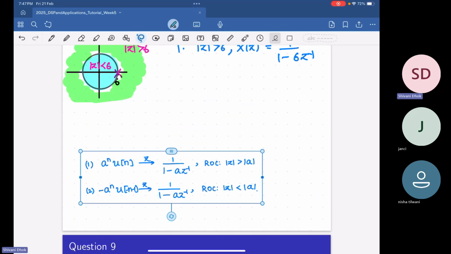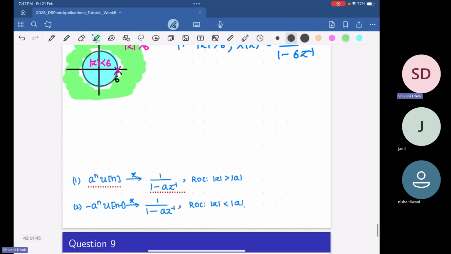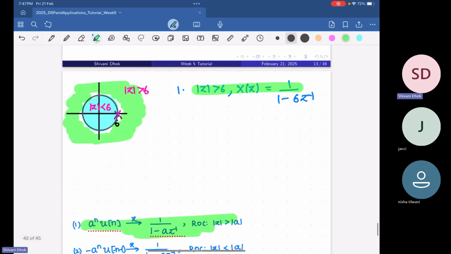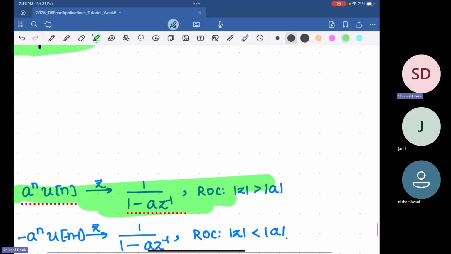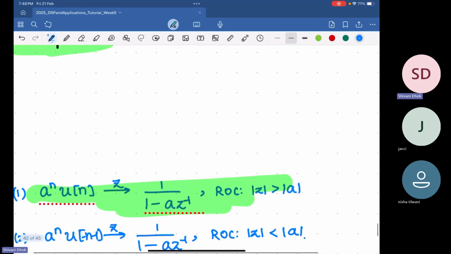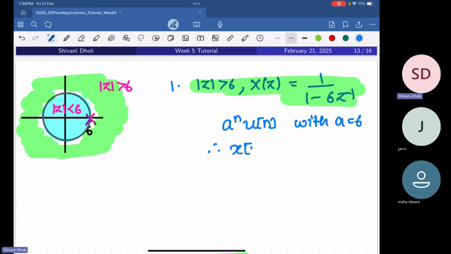I'll make its font a little bit smaller. So now magnitude of z greater than magnitude of a. This is the first part. Let me have proper color coding like this. So this is the exact same thing. Now if I observe carefully, its inverse z transform will be a to the power n u of n with a as 6. Therefore x of n for this case is 6 to the power n u of n.